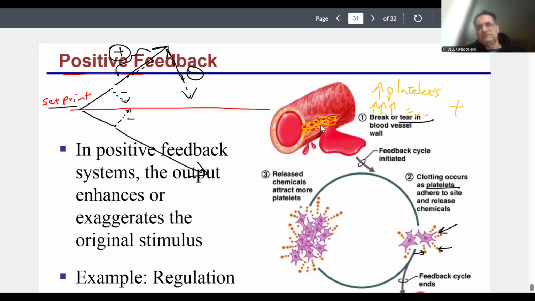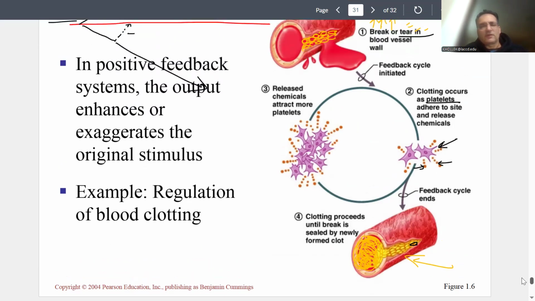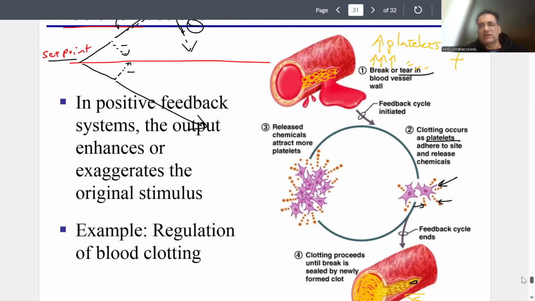Once you plug it, then the negative feedback system kicks in because you don't need extra platelets. Otherwise, the whole thing is going to get clogged up, right? So that's what happens. And you don't want way too many. So at one point in time, the negative feedback kicks in. Otherwise, the whole thing is going to get plugged. But we don't want that. We want just enough, and then negative feedback kicks in, and basically you stop releasing the extra platelets, and in this case, the blood clotting happens to be regulated, meaning maintained.